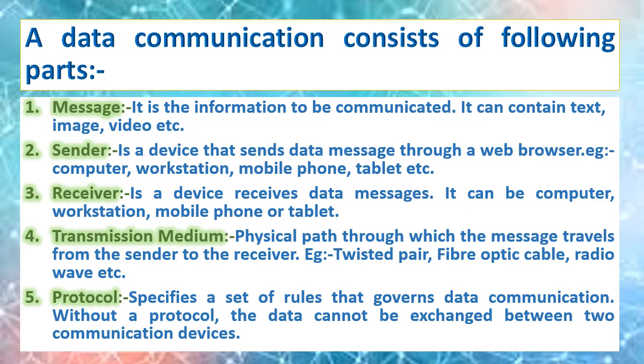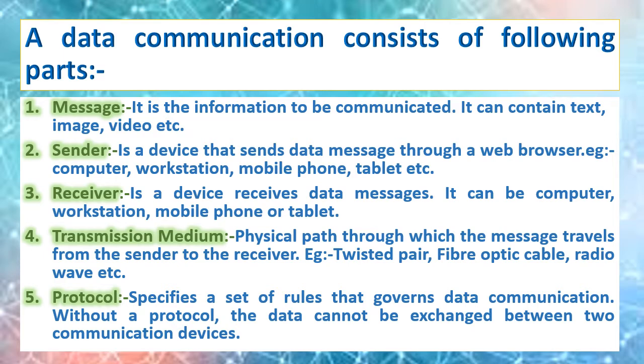Now we are going to see 5 parts of data communication. First one, message. It is the information to be communicated to others. It can be in the form of text, images, videos, etc. The second part is the sender. It's a device which sends the data message. So the sending device can be a computer, workstation, mobile phone, even a tablet, etc.